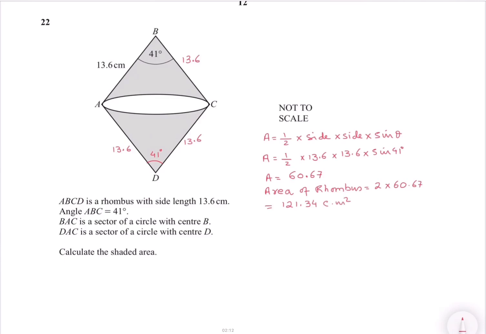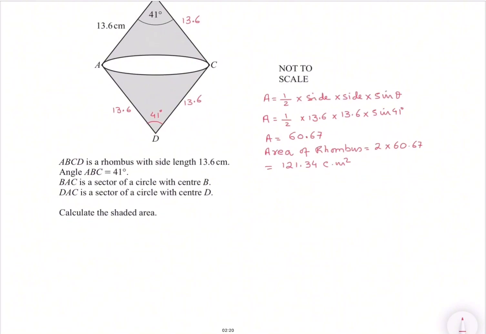Now we have to subtract this oval shape, the white colored oval shape. So how to do that? First, the area of a sector. You understand sector? This is theta over 360 into pi r squared. So theta is 41, so 41 over 360 into 3.142 into 13.6 squared. So this is your 66.1 centimeter squared.